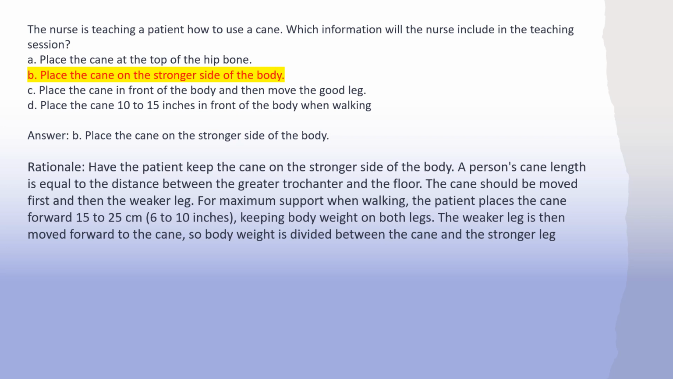Answer B. Place the cane on the stronger side of the body. Rationale: have the patient keep the cane on the stronger side of the body. A person's cane length is equal to the distance between the greater trochanter and the floor. The cane should be moved first and then the weaker leg, for maximum support when walking. The patient places the cane forward 15 to 25 centimeters, 6 to 10 inches, keeping body weight on both legs. The weaker leg is then moved forward to the cane, so body weight is divided between the cane and the stronger leg.